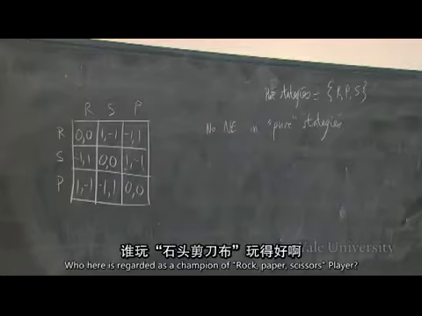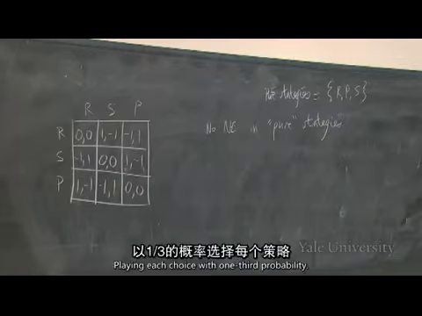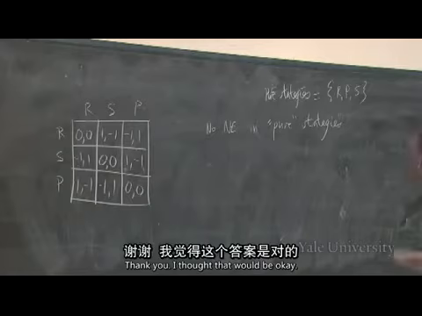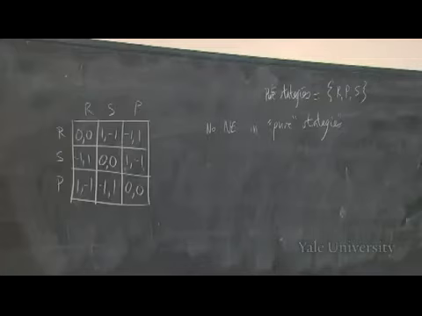Who here regards themselves as a champion rock, paper, scissors player? Playing each choice with 1/3 probability. Thank you. I thought that would be okay. I'm amazed. People didn't play this with their siblings, or maybe they did and they just lost a lot. I don't know. But all right.